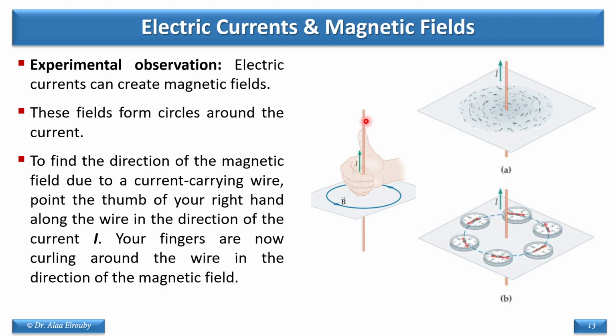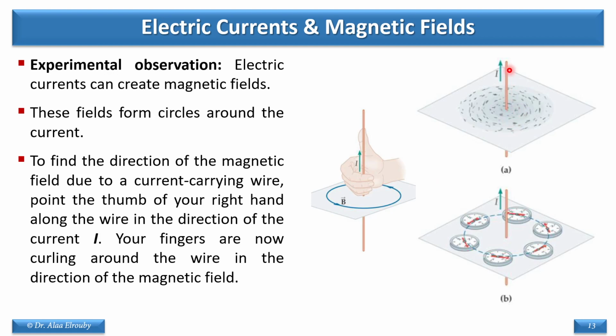If you put your thumb along the direction of current flowing in the wire and just bend your right hand fingers, the right hand fingers will point to the direction of rotation of magnetic field. Remember that magnetic field is closed lines or circulating. The magnetic field is a circulating field or closed line fields.